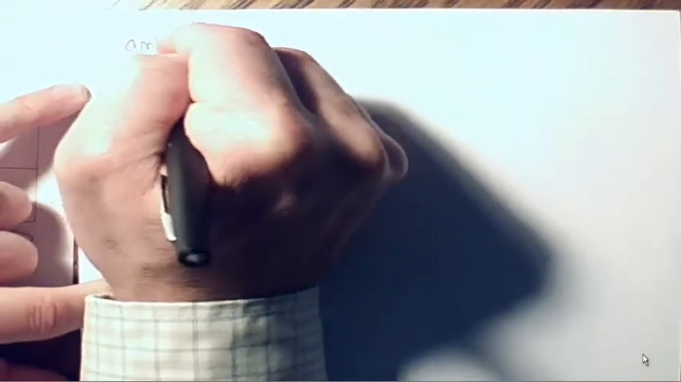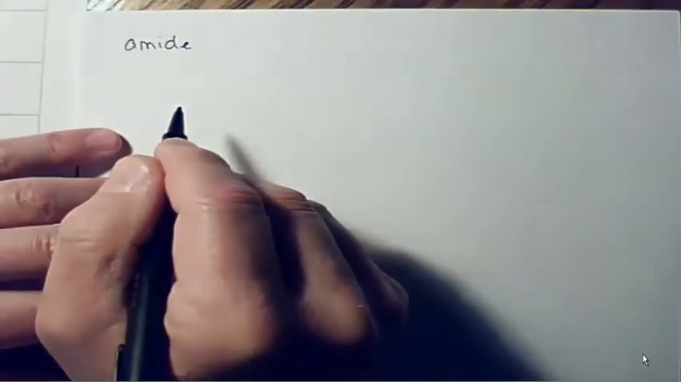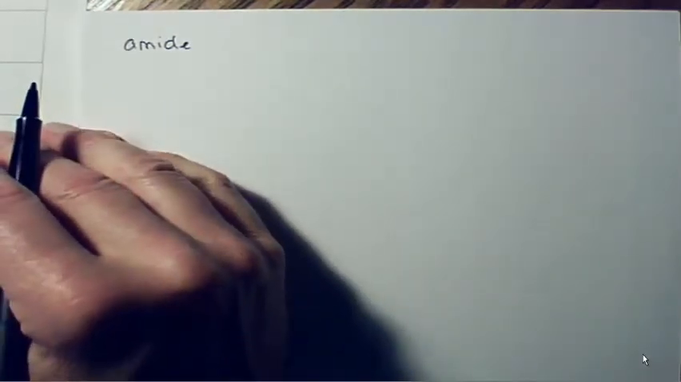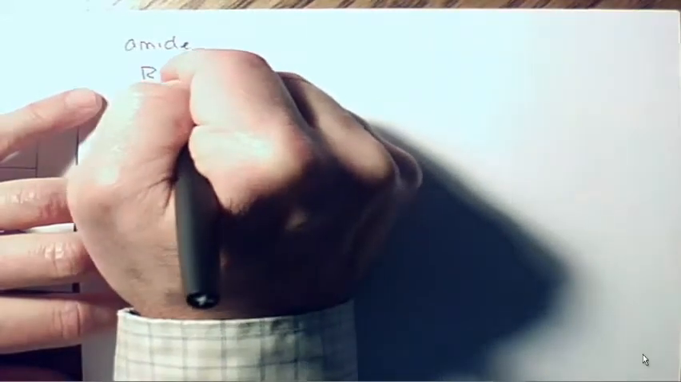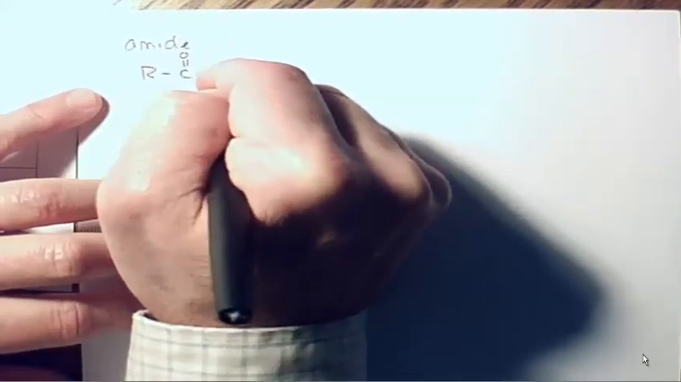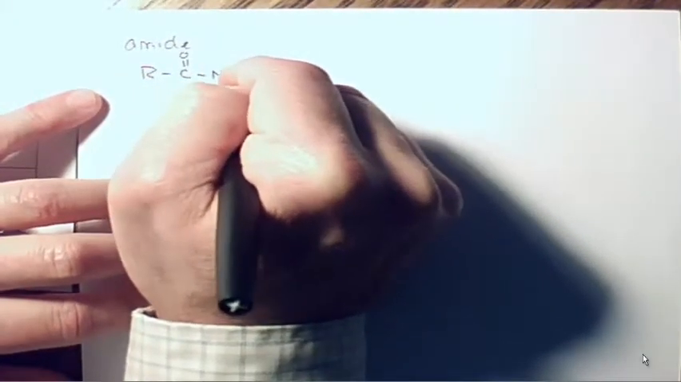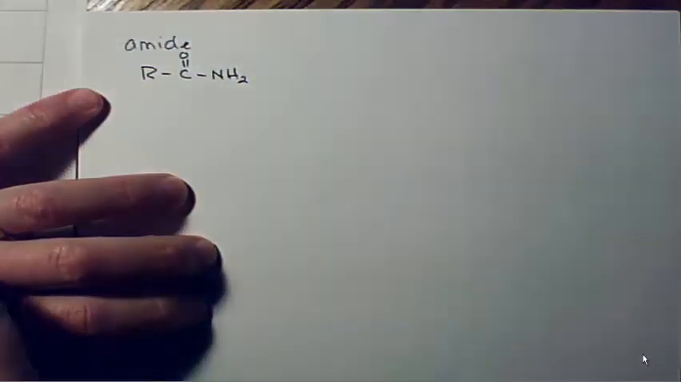Alright, let's go and name amides now. Amides. So the suffix name is amide. The name of the functional group is amide. Okay, they are the same in this case. Amides have a carbonyl next to an amine. So here's our carbon chain. We've got a carbonyl, and that's right next to an amine.